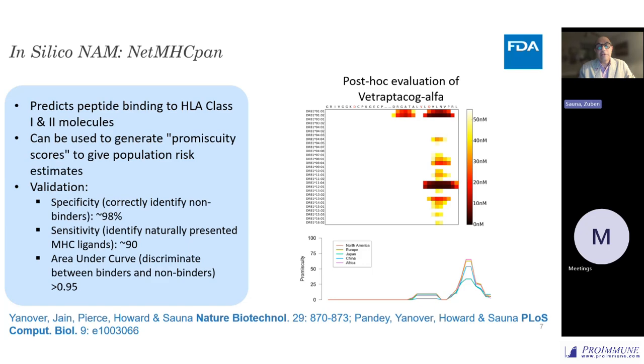And here is a promiscuity score, their promiscuity scores for different populations. And you can see that for some populations, the promiscuity scores are slightly lower. For others, they're very high. So what a promiscuity score does is that, given the HLA distribution in that population, it will tell you how likely that drug is to be immunogenic in that particular population.